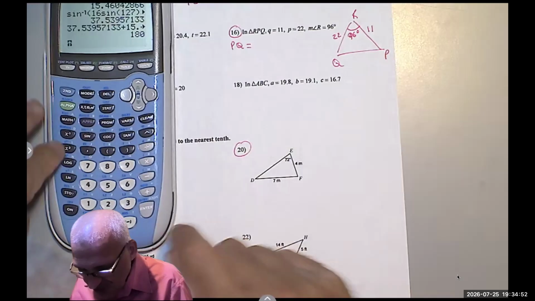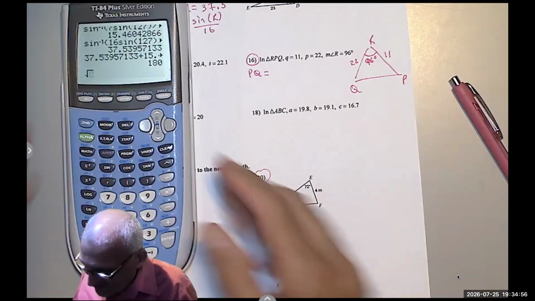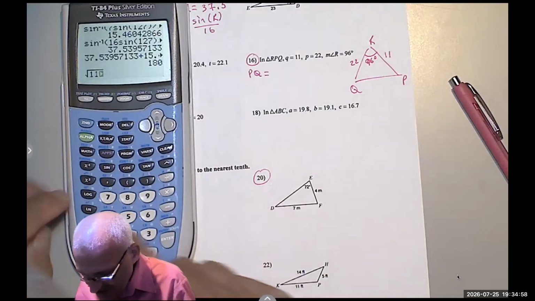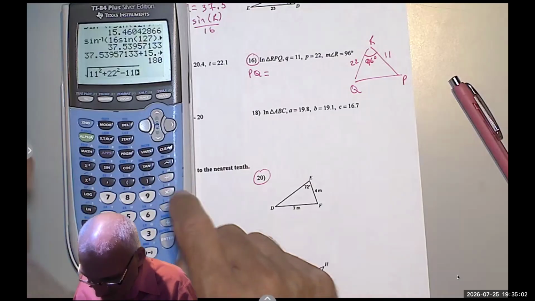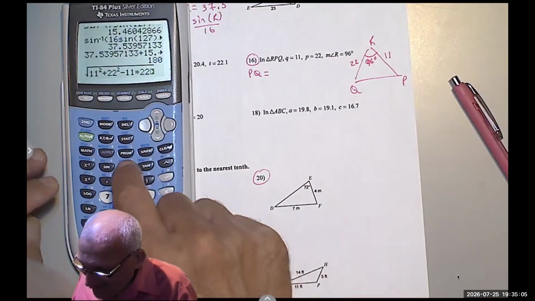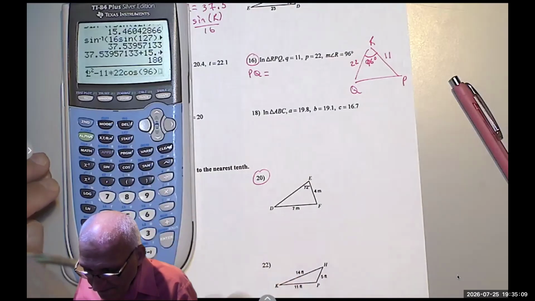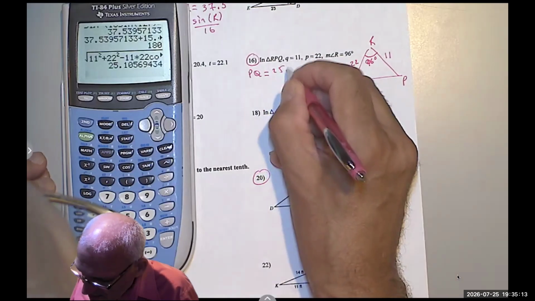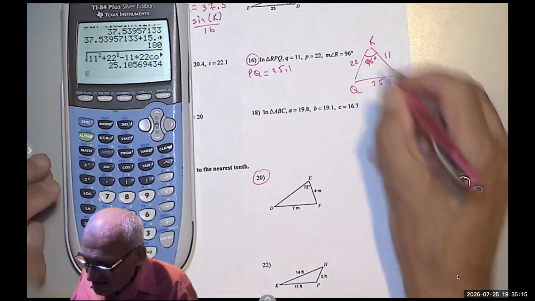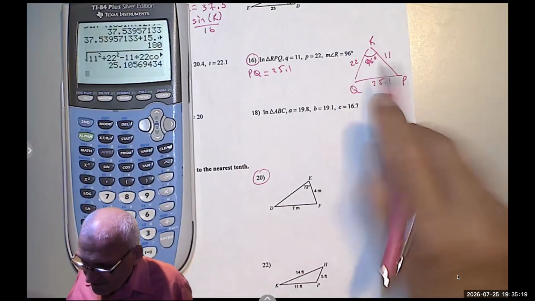Again, the square root of... I hope you are not bored because you are doing the same thing over and over again. 11 squared plus 22 squared minus 11... That's why I'm trying to do it fast. Cos 96. I get 25.1. Makes sense. This is the largest angle, so the opposing side is the largest of the three.